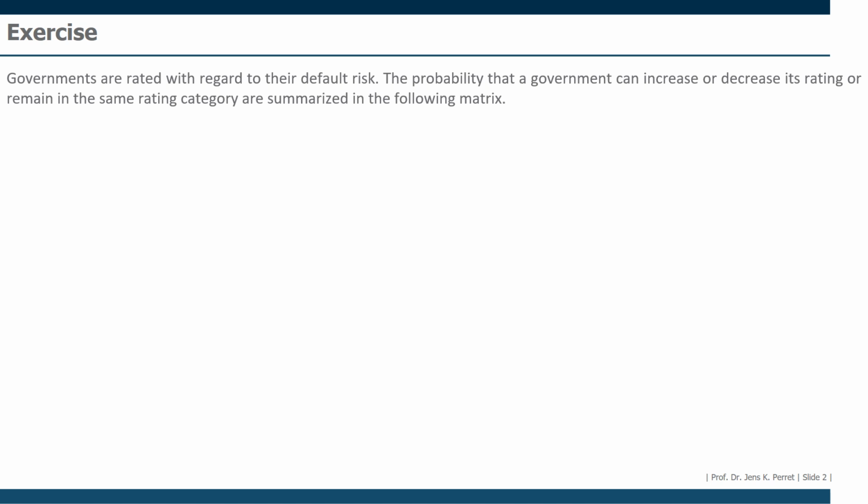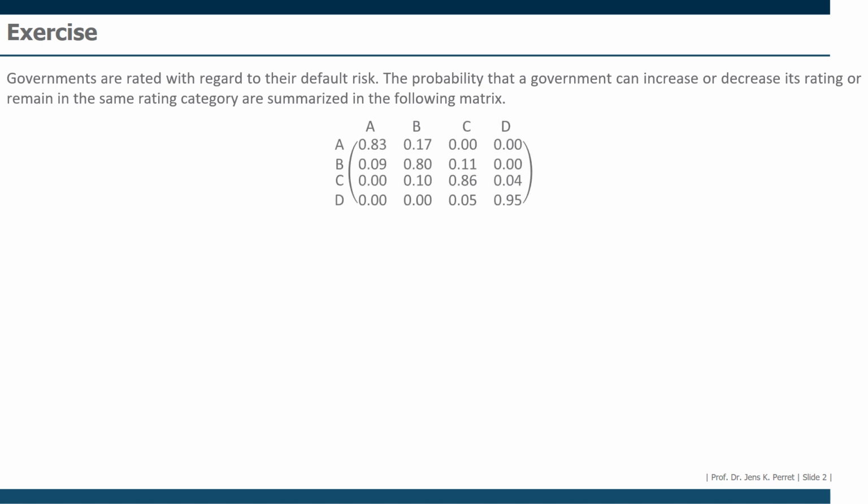It's just governments are rated with regard to the default risk. The probability that a government can increase or decrease its rating or remain in the same category are summarized in the following matrix. And that's our matrix here. We can read it and interpret this in the following way.